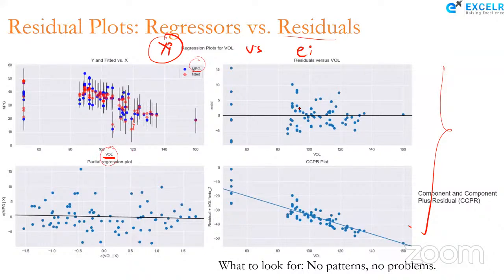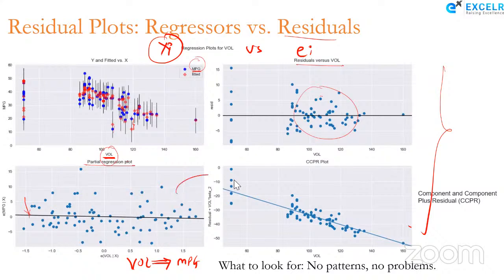If you look at this CCPR, again, this is residual versus volume. What you can expect here is that there should be no patterns. And if you want to understand whether volume is really contributing in determining your miles per gallon, whether there is some relationship between them, we need to look at this partial regression plot. What to look for in the partial regression plot? If you look at this line, it should have a certain slope. But if you are not able to determine whether there is a slope or not, since it is a very thin slope here, right?